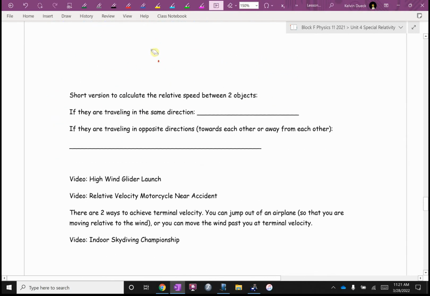So what's the short version? If they're traveling in the same direction, that was the 8 you got with the train at 13 and at 5 going in the same direction, you subtract the speeds. If they're traveling in opposite directions, either towards each other or away from each other, well, towards each other, I know head-on collisions are worse. You add the speeds together. And same with away from each other. Bigger plus smaller.